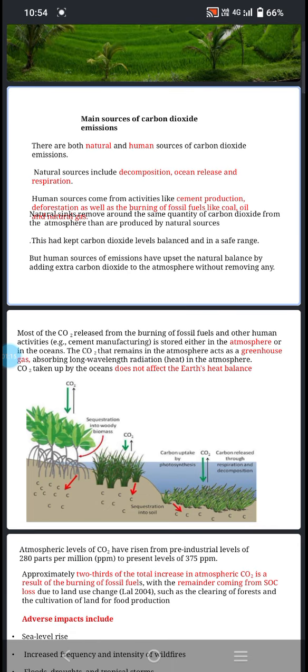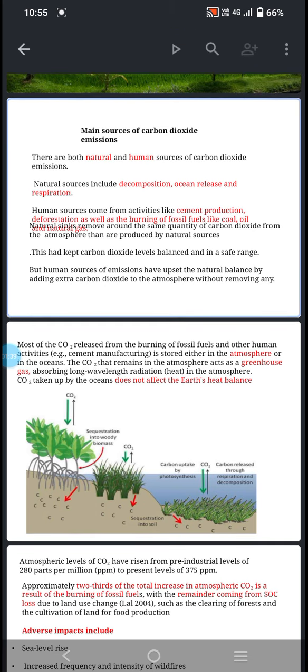Natural sinks remove around the same quantity of carbon dioxide from the atmosphere as is produced by natural sources. Carbon dioxide levels kept in balance to maintain a safe environment is called carbon sequestration. But human sources of emissions have upset the natural balance, adding extra carbon dioxide to the atmosphere without removing any carbon dioxide.